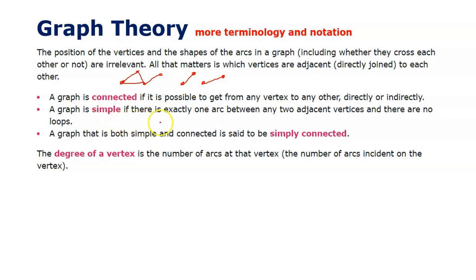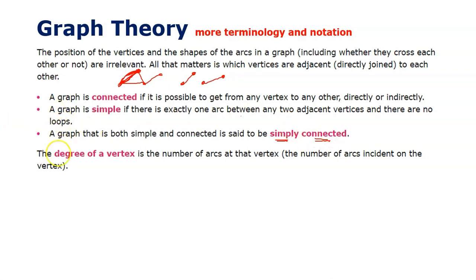Simple is if you only have one arc connecting a pair of vertices together. So this is simple. If I was to draw that and have a second way of going from one place to another, you can see I've got one way, I've got a second way. Now this is not simple. If you have 2 arcs going from one place to another place, then that is not simple. And a graph that is both simple and connected is said to be simply connected. Well, that's obvious, but the important thing is you understand what simple means and what connected means.